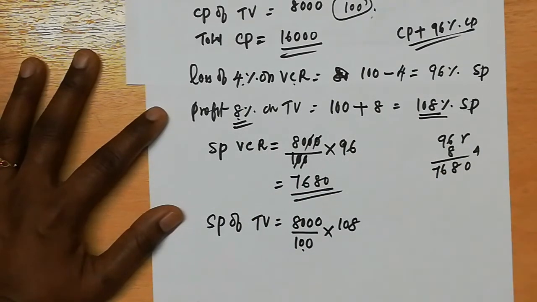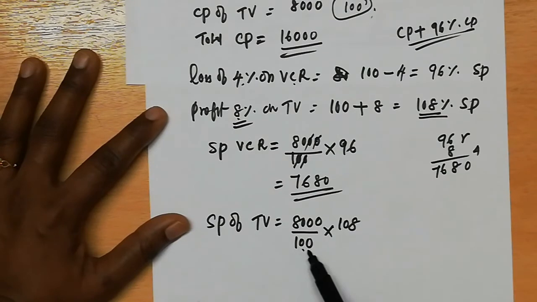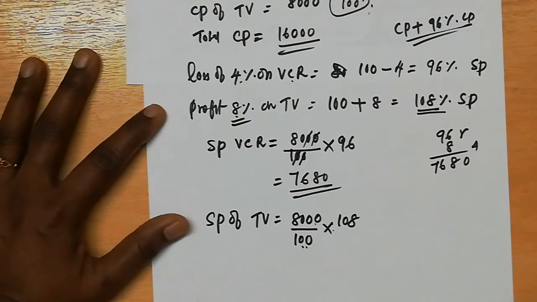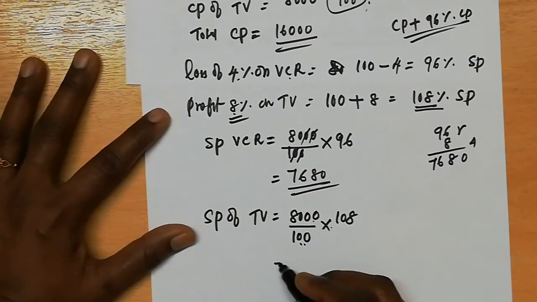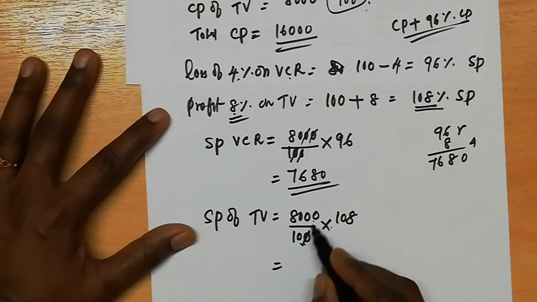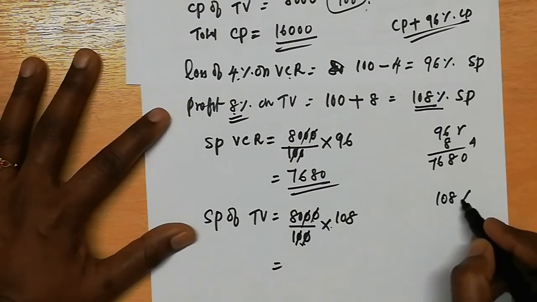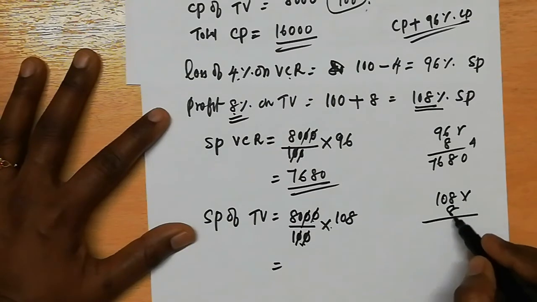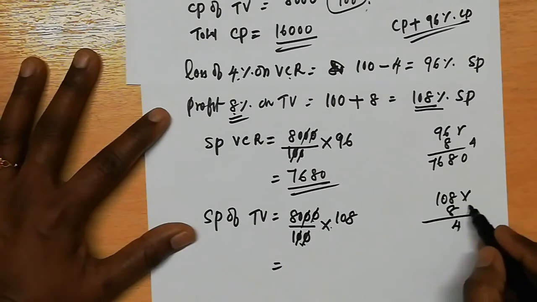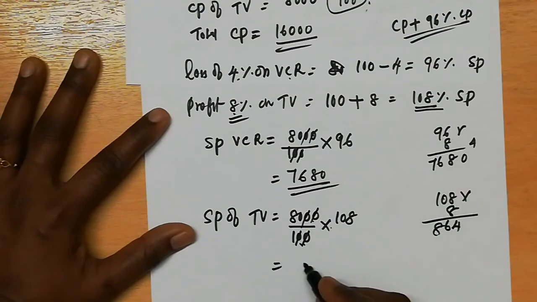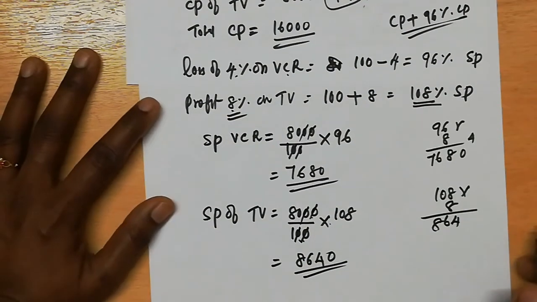We will find 108 only. Okay, clear? 100% is 8,000. Then what is 108? So 108 into 80. 8 8s are 64. Remainder is 6. So 6, 8. So 864, and here is 1, 0. So it is the selling price.